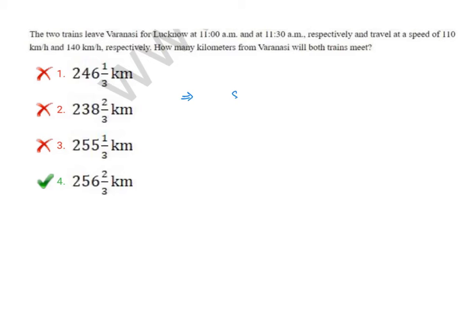First, I can use S1 T1 is equals to S2 T2, because both of them travel the same distance. Speed of the first one is 110, but it takes 30 minutes extra, so T plus 1 by 2. Second one is 140, it takes exactly T hours. The 0s anyway cancel. So 11T plus 11 by 2 is equals to 14T. So therefore 3T is equals to 11 by 2. So T is equals to 11 by 6.